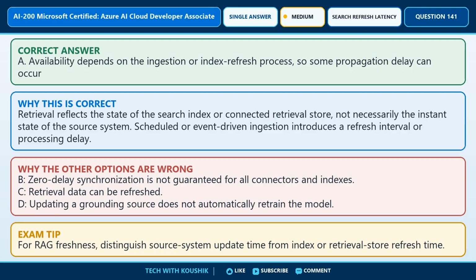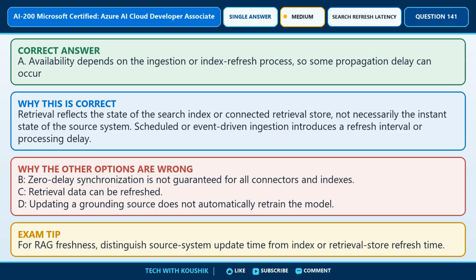The correct choice is option A. Availability depends on the ingestion or index refresh process, so some propagation delay can occur. The decisive reason is retrieval reflects the state of the search index or connected retrieval store, not necessarily the instant state of the source system. Scheduled or event-driven ingestion introduces a refresh interval or processing delay.